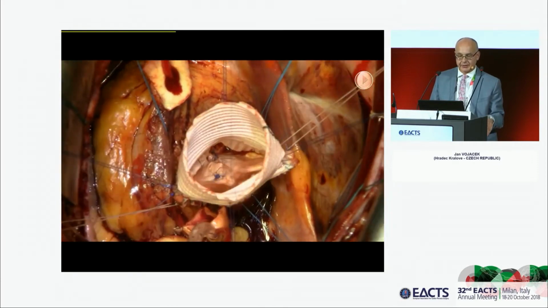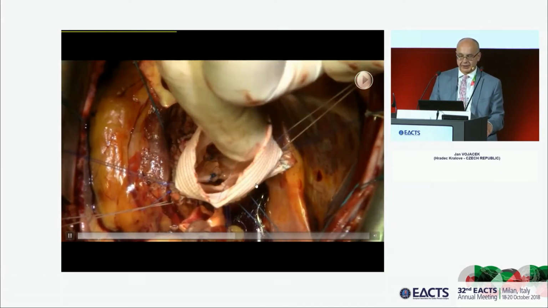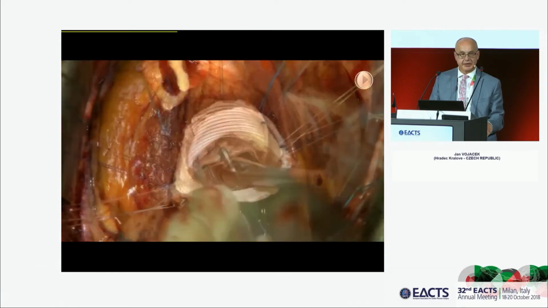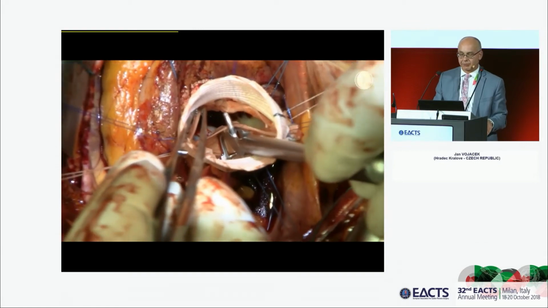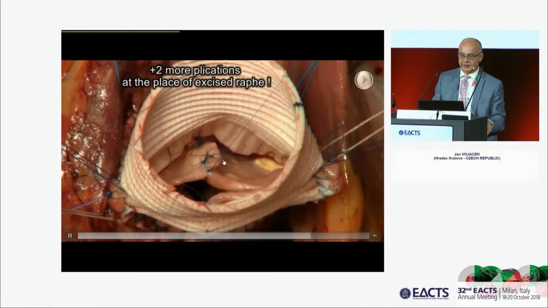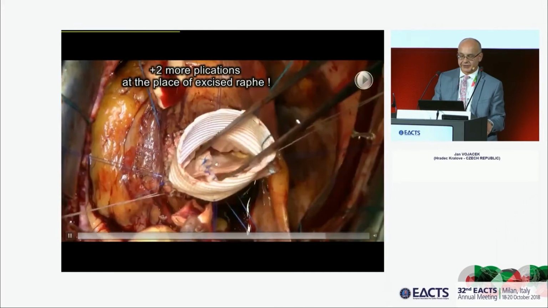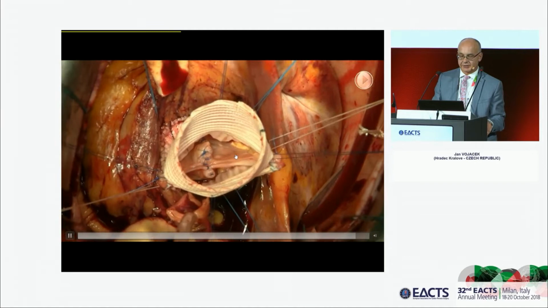Then you have to put again these traction sutures and measure again the effective height, and if there is a prolapse, you have to make another central plication stitch, like was done in this patient. There was a heavily calcified raphe which was resected, and you can see the final result. Very nice coaptation.